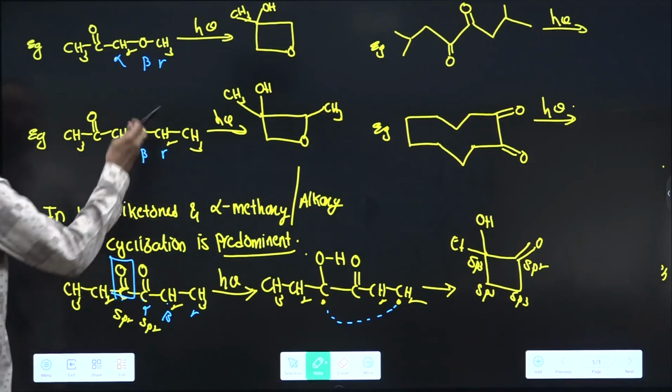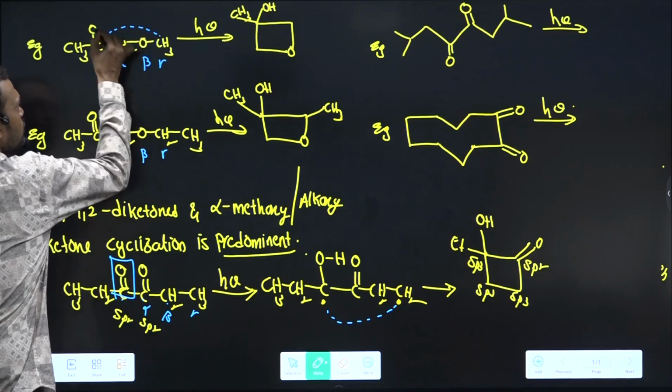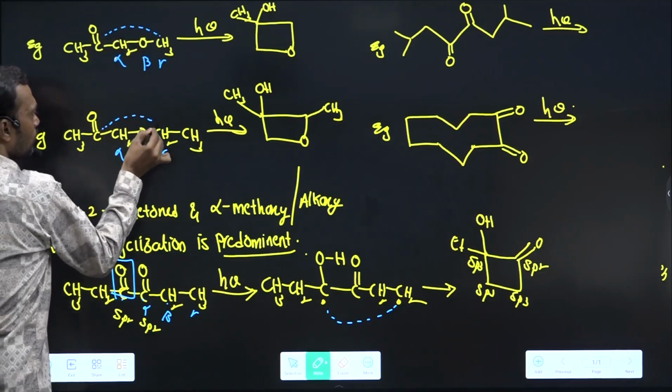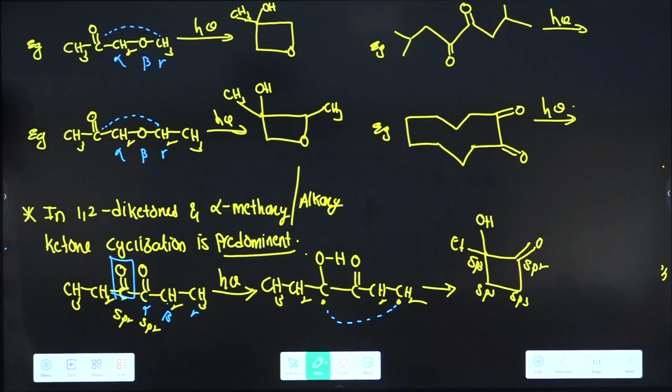You need to join these two. Join these two, convert this into alcohol. Gamma hydrogen transfer followed by alcohol formation. Cyclobutanol, oxetane. So that is the end of Norrish 2.